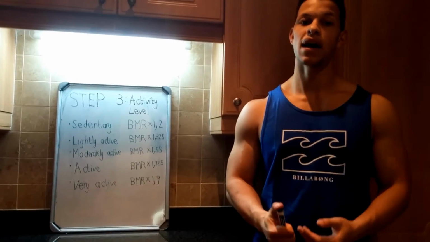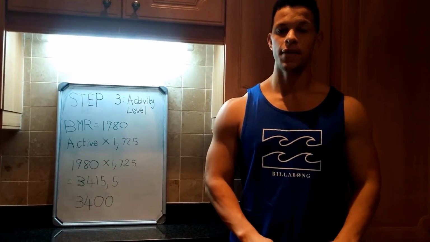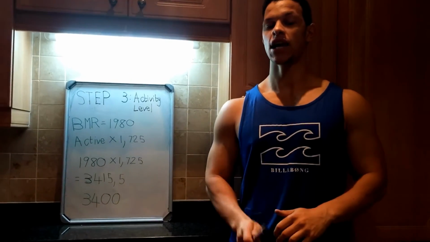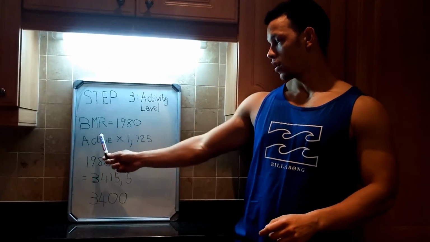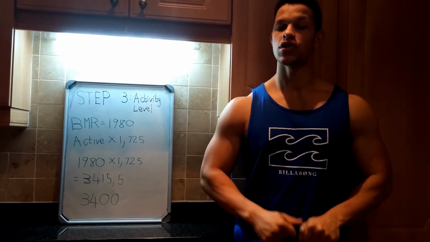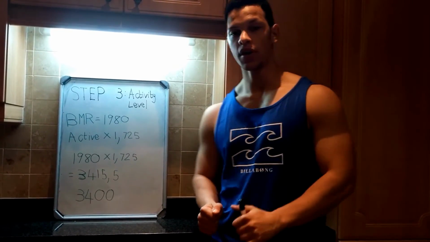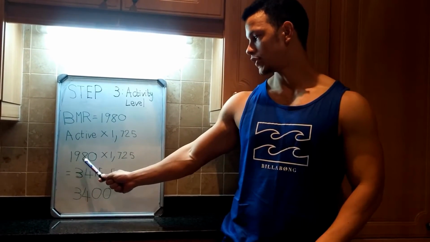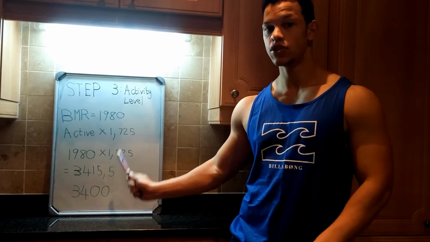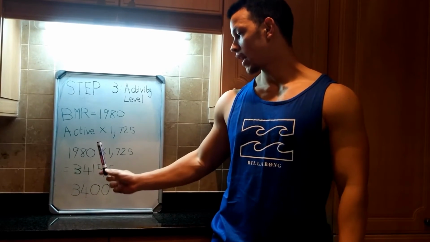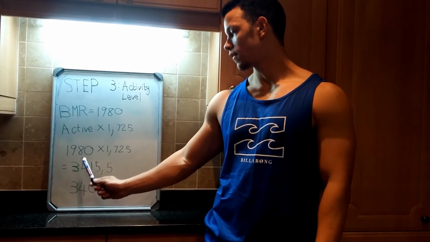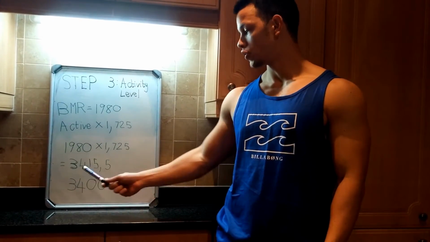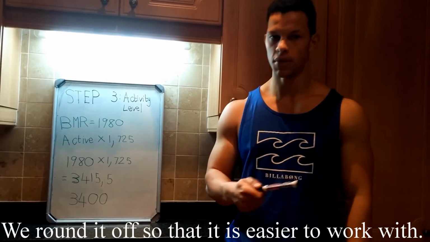Now let me show you what my calories are. Now let's do the math. My BMR that I worked out with the calculator is 1980. And my activity level is active, so I multiply my BMR by 1.725. So as you can see, 1980 times 1.725 will give me a calorie amount of 3,415.5 calories, which I then rounded off to 3,400 just to make it a whole number.